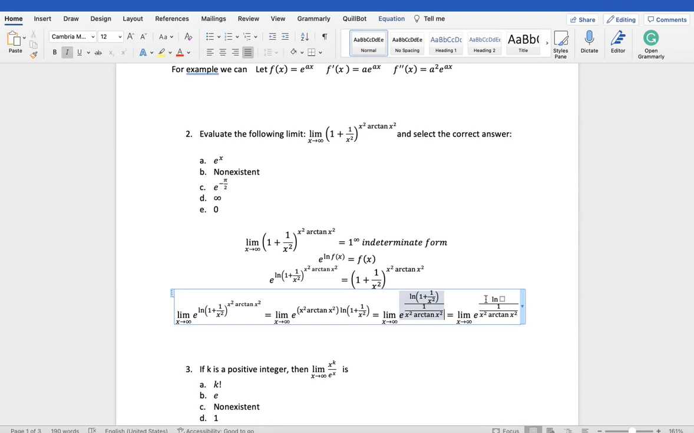So then what you do is, when you substitute in the value of x here, you would get 0 over 0, okay? At this point now, you can apply L'Hopital's rule. So when you apply L'Hopital's rule, what do you get? What's the derivative of ln of 1 plus 1 over x squared?